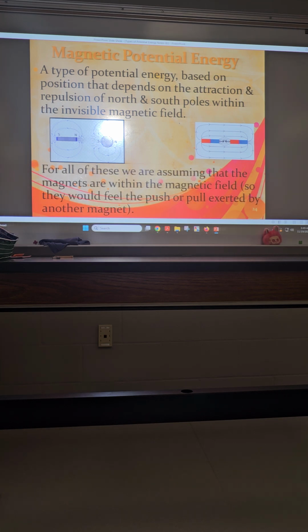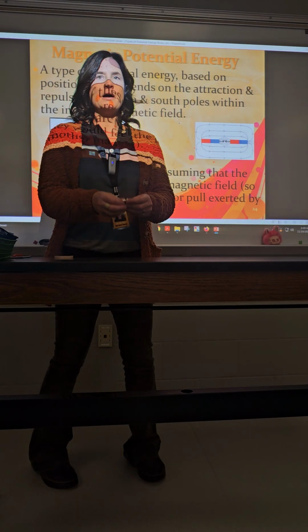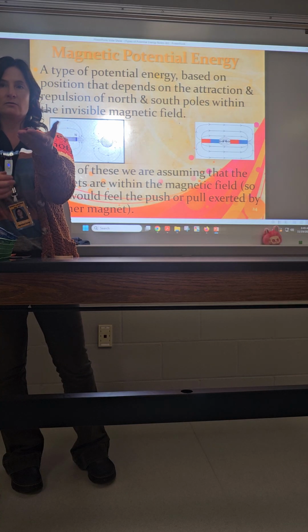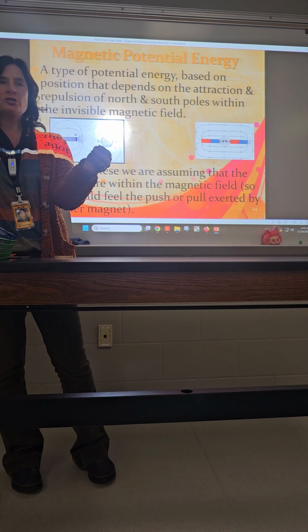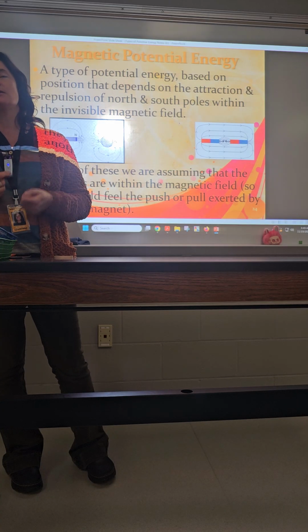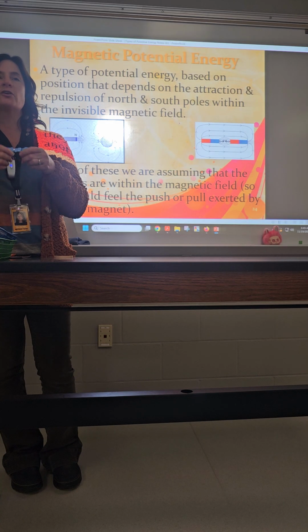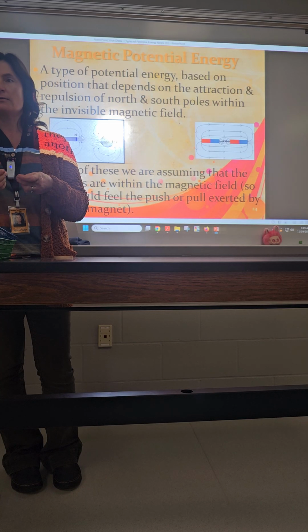And so for all these, we're assuming that the magnets are within the magnetic field. So right now, my magnets here are definitely in the same magnetic field, right? If I push them too far away, they're out of the field. So for all of these examples that we're gonna look at, you can assume that they are close enough that they're gonna do what they're gonna do if you let them, okay?